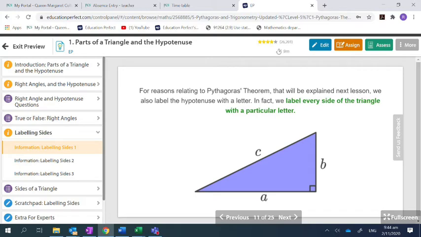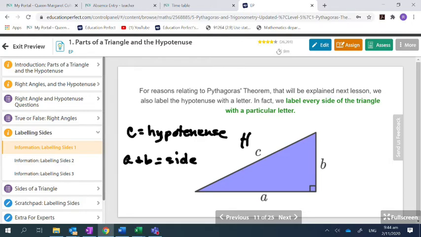Okay? All right. Well, we normally label these sides. So in this case, which one of these is the hypotenuse? C. C is the hypotenuse. But with the Pythagorean formula, we usually label them A, B, and C. Where C is always the hypotenuse. It cannot be any other side. So C is specifically reserved for the hypotenuse. A and B are simply the sides.